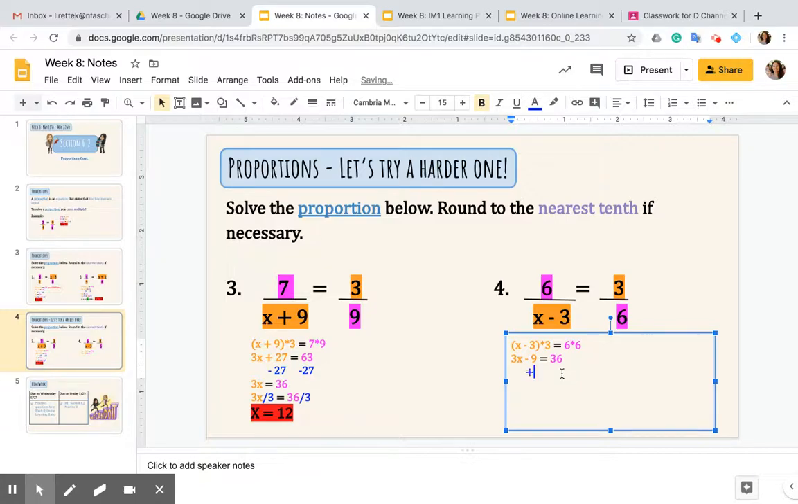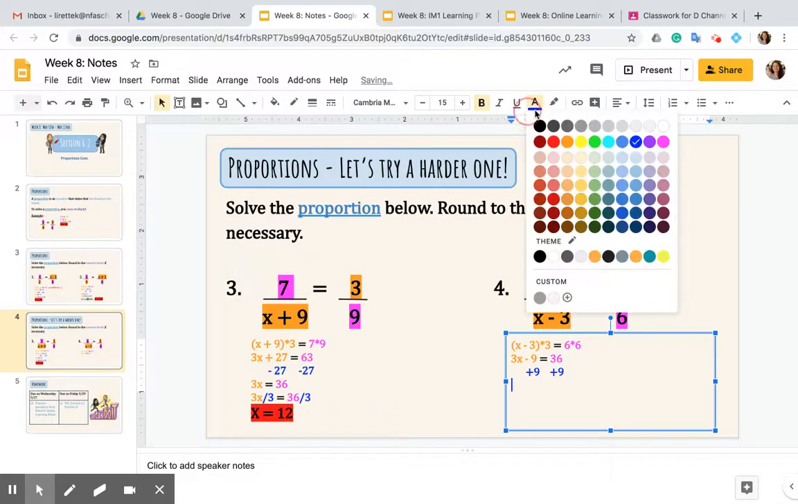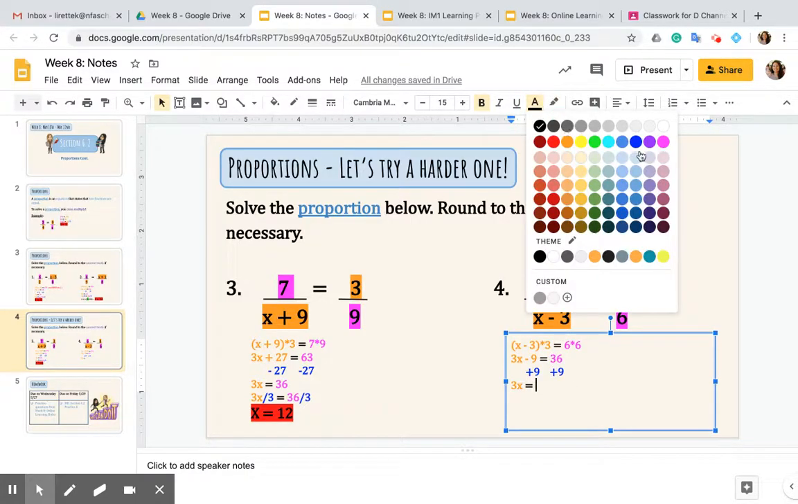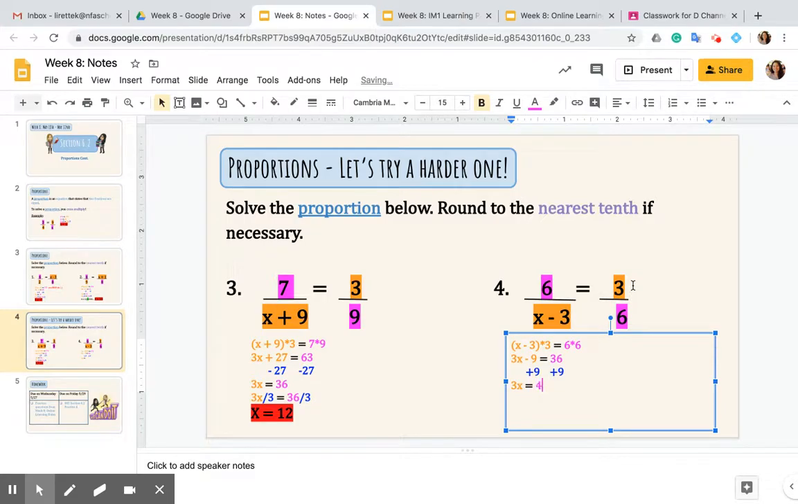So the opposite of subtract 9 is add 9. I do that to both sides. I still have a 3x on the left. Bring down my equals. 36 plus 9 should give me 45. Let me just double check that in my calculator. Yep, that's right. And then to get rid of this 3, remember that when it's touching, that means multiplication. So to get rid of it, I'm going to divide, which is the opposite.